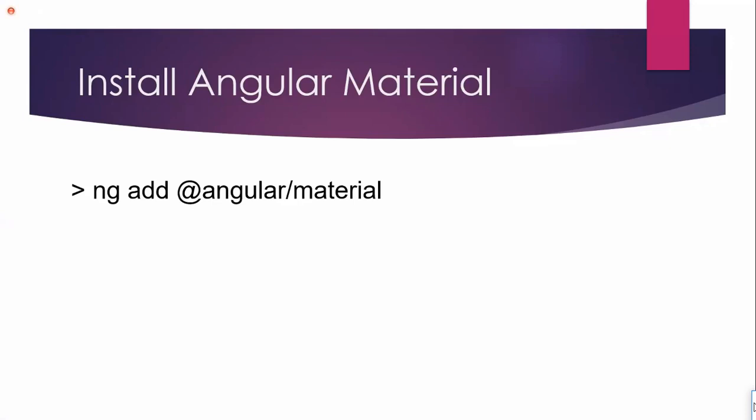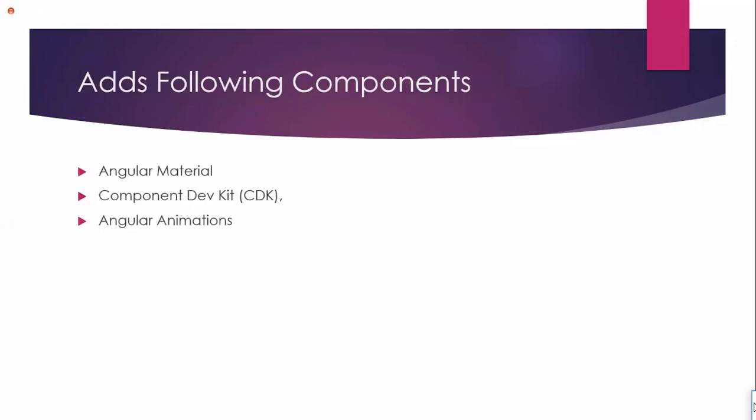First, when you add Angular Material, it is going to add three important components into your project. One is Angular Material, another is the Angular Component Development Kit, CDK, as we generally call it, and Angular Animations. Angular Material contains components like text box, checkbox, radios, and drop downs. It has a lot of options.